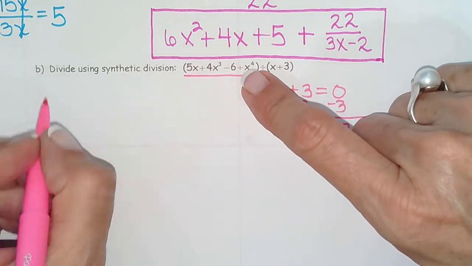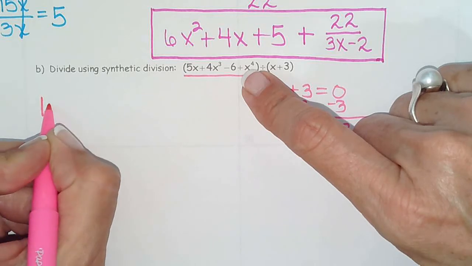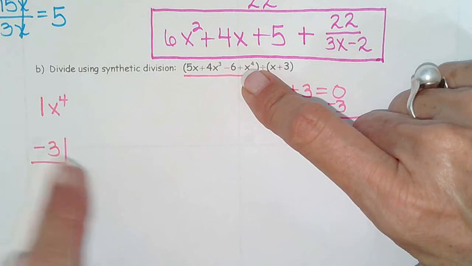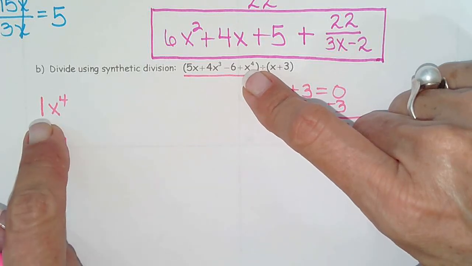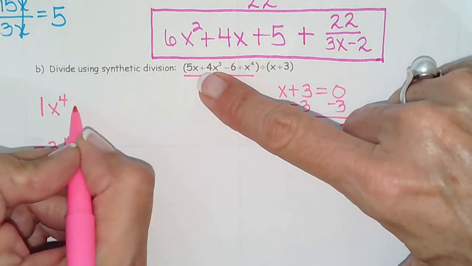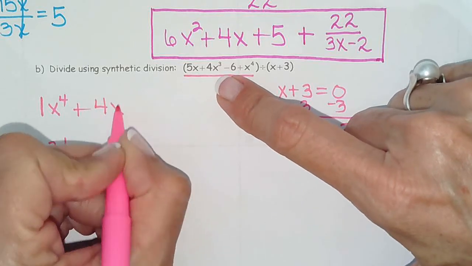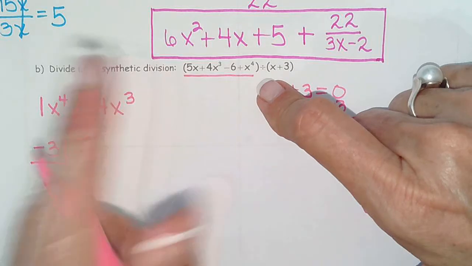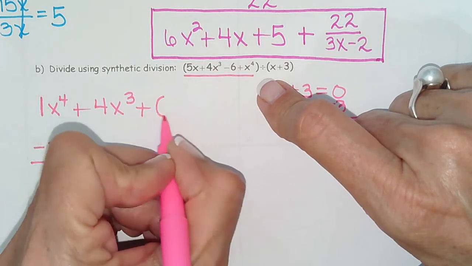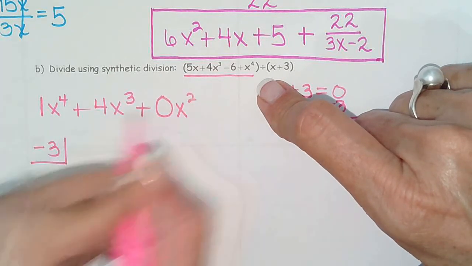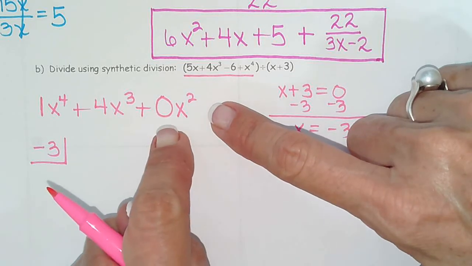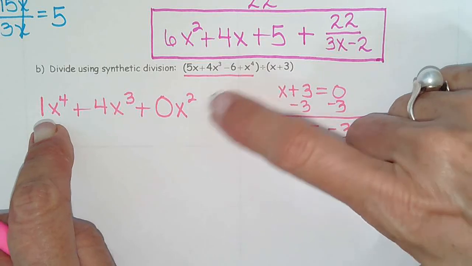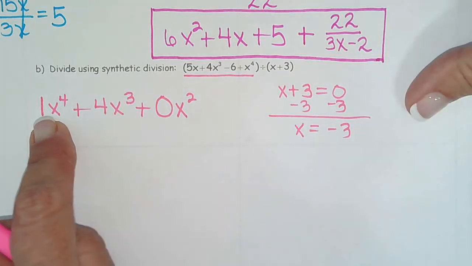So highest power is 4, so it'd be 1 x to the 4th, because remember, these are going to be coefficients, so you don't want to accidentally write 0 there. That's a 1. And then plus 4x cubed. And then I go, oh, wait a minute, there's no x squared, so now's my time to fill in the 0, 0x squared. So when the term's missing, it's 0. When the term's there without a number, its coefficient's 1. So make sure you understand the difference there.